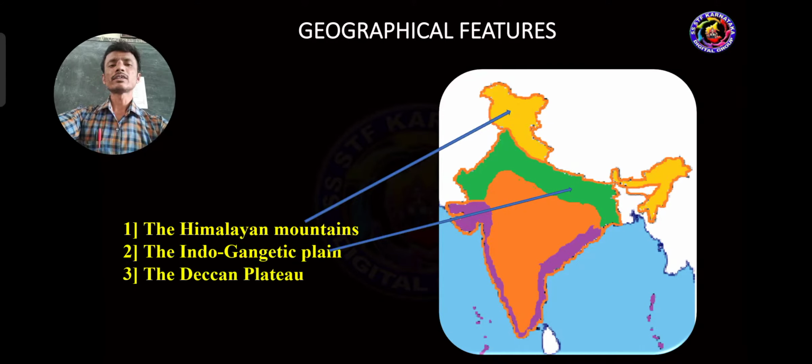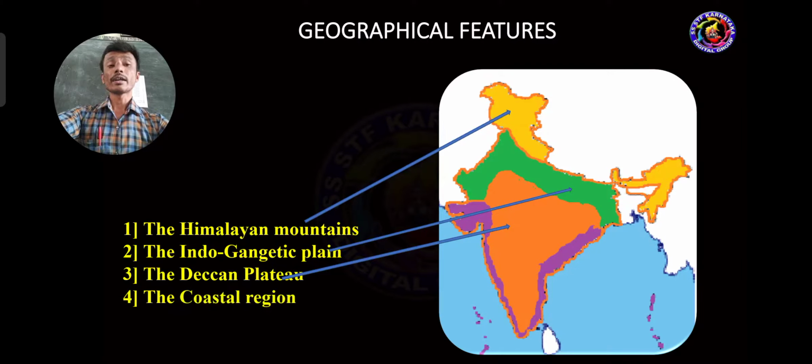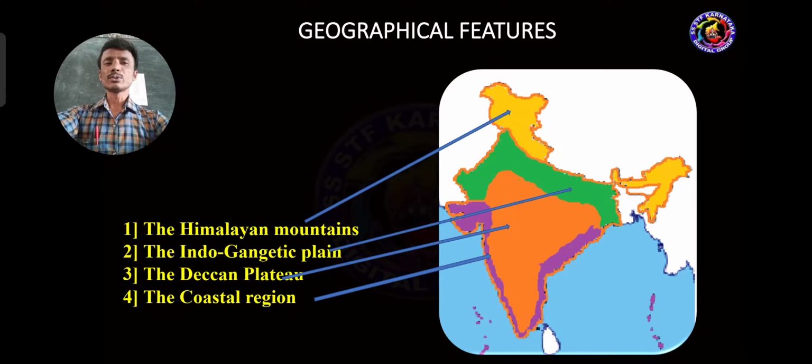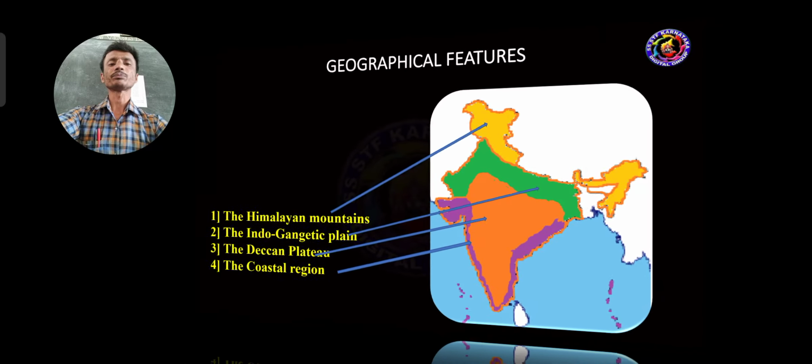And the third one is the Deccan Plateau. Look at that arrow mark, that is what we consider the Deccan Plateau. And the fourth one is the coastal region. So dear students, these are the 4 very important geographical features of our country. We have to study them one by one in detail.